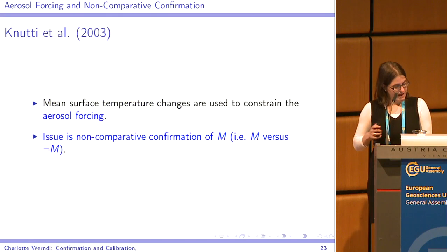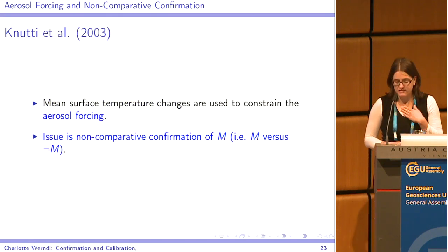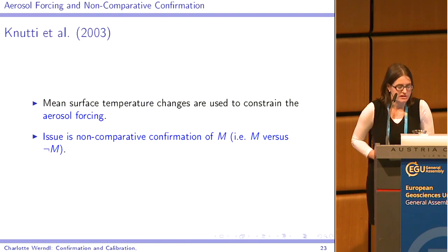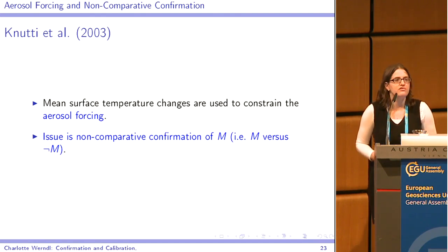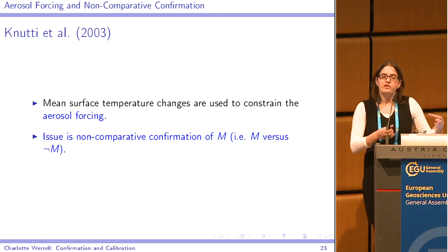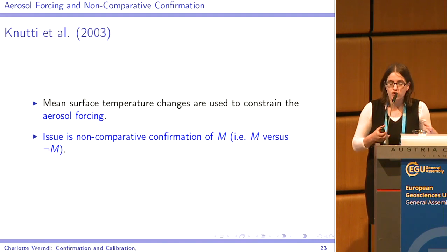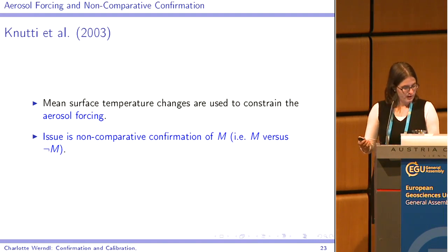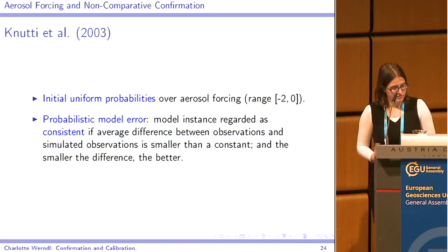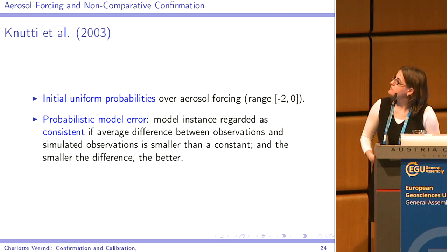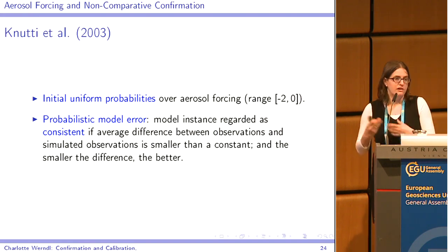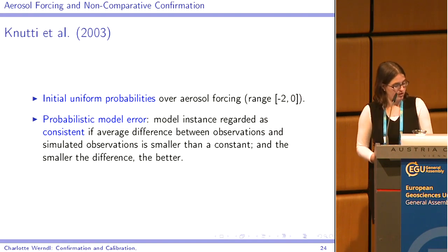Okay, then at the end, just briefly, one example. As I said, you could give many examples, and there are further examples also in our paper. This is a paper by Nutti et al. in 2003, where they use mean surface temperature changes to constrain the aerosol forcing. And the issue here is non-comparative confirmation. You wonder, how good is my model M? And you start with a specific initial uniform probability range over the aerosol forcing, between -2 and 0, minus because you think it's about cooling the Earth.